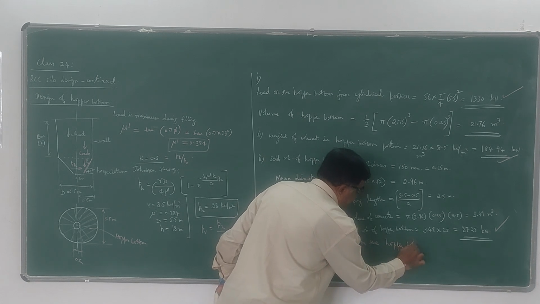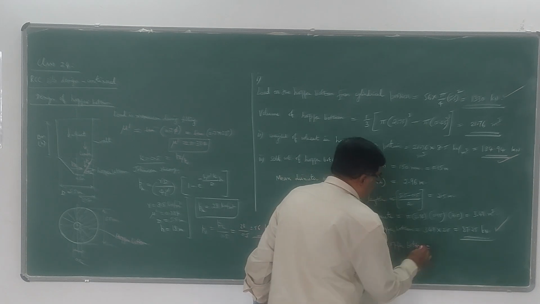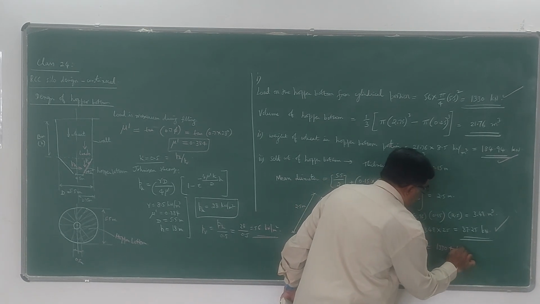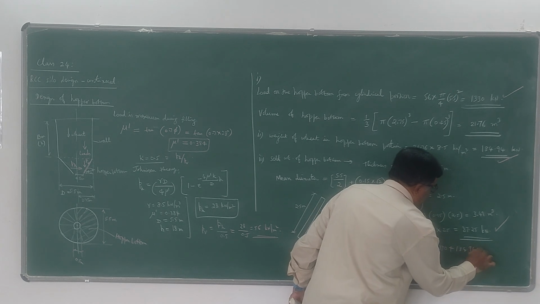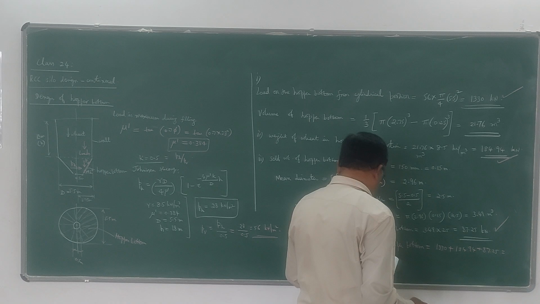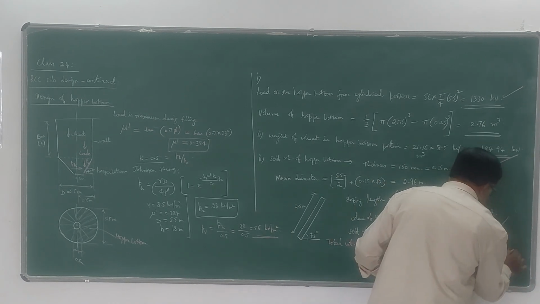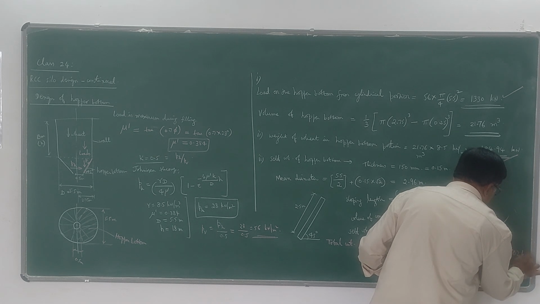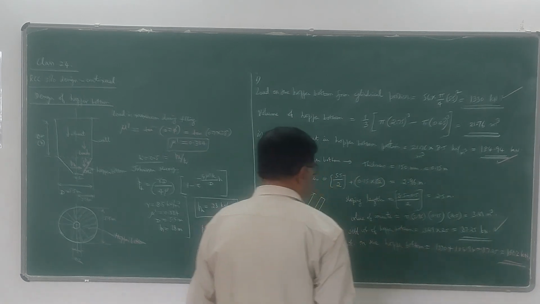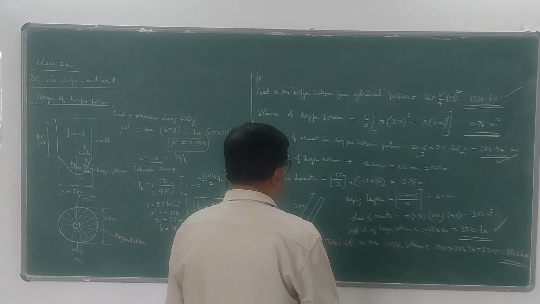Which is nothing but equal to 1330 plus 184.94 plus 87.25. So it comes out to be roughly 1602 kilonewton. 1602 kilonewton. Okay.